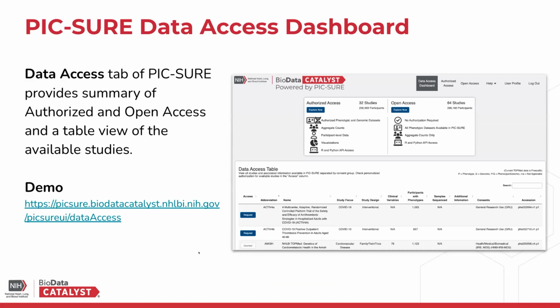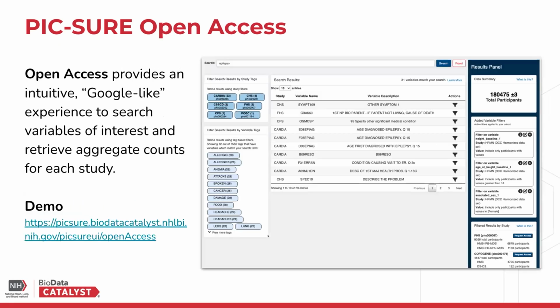So just to give you a brief overview of some of the different parts of Picture, when you log in, you'll see a data access dashboard, which I'll show you in a minute, but this provides a summary of all of the studies available in Picture. So we mentioned earlier that you can use the BDC website to see which studies are available on the ecosystem. Similarly, this provides you a breakdown of all of the studies available in Picture for you to search from. And then we have Picture Open Access, which is the tool I'll be demoing here in just a second. So instead of going through this, I'll go through it in the live demo.